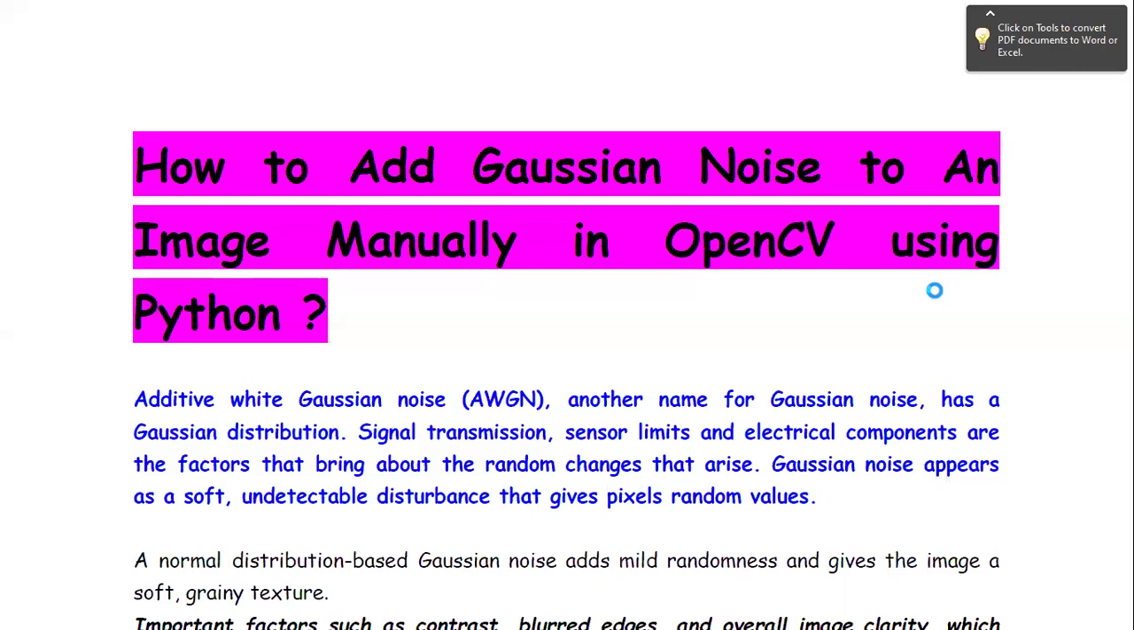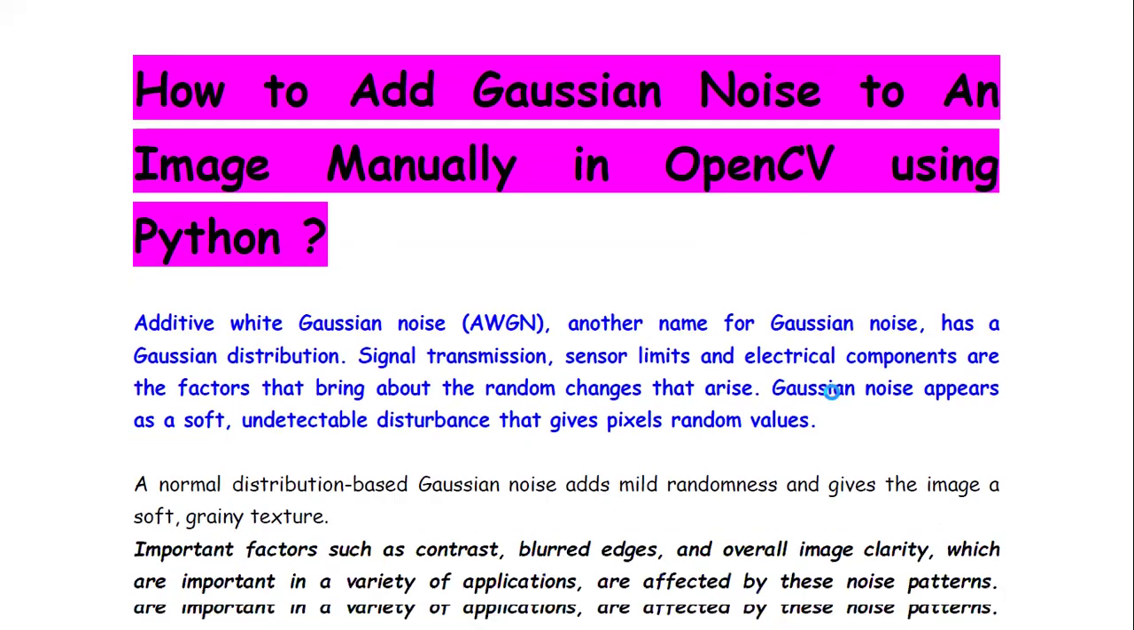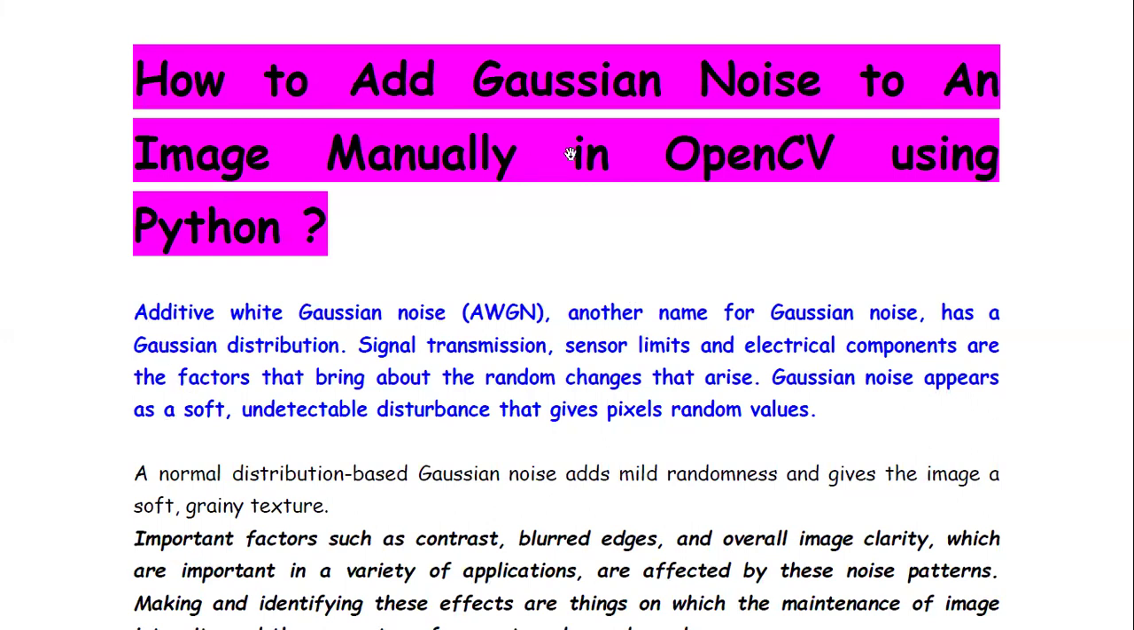Hi everyone. In one of our lectures of this image processing using Python in OpenCV series, we have discussed what noise is and what the different types of noises are. So we have already discussed them.